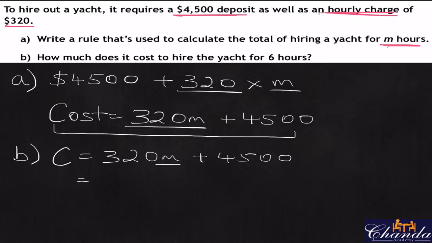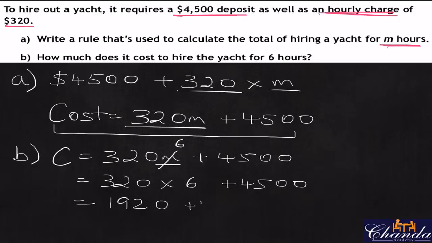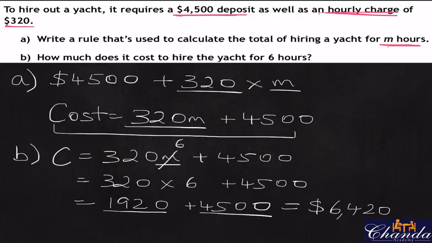equals, now M is 6 in this case, so 320 times 6 plus 4,500. Now 320 times 6 gives me 1,920 plus the $4,500. So that's the $4,500 deposit, and that's the amount that he paid hourly. So $1,920 for the 6 hours. And together he paid $6,420. Now guys, I'll just put that straight into the calculator just to save a little bit of time. But obviously I would like you to do the working out in the corner here.